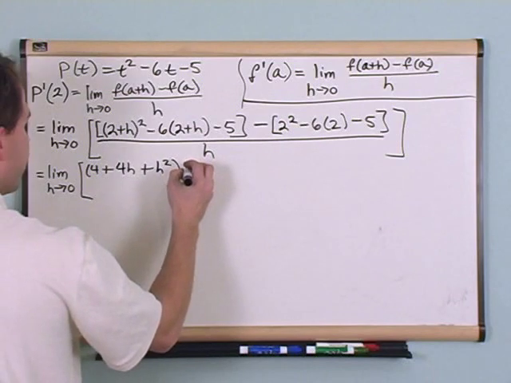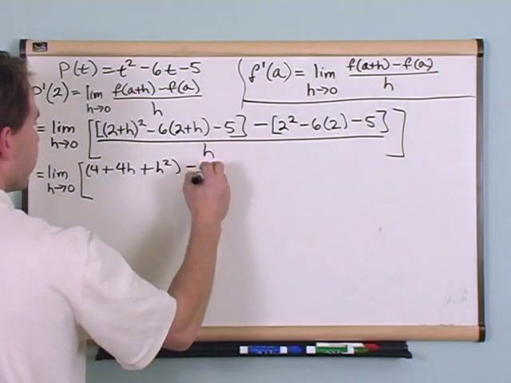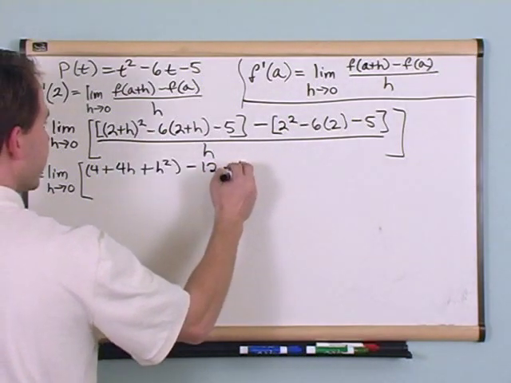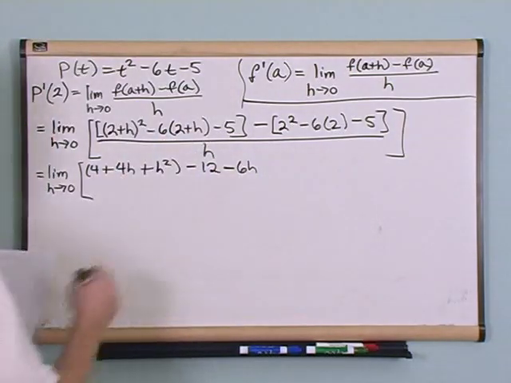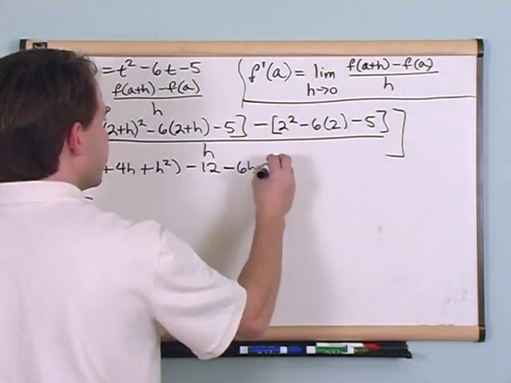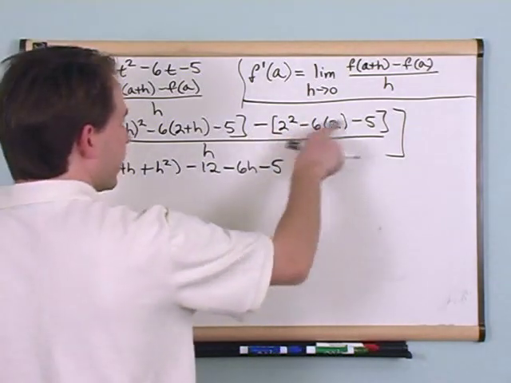So let's work with this term. Minus 6 times 2 is 12. And then you've got a negative 6h here. You distribute that 6 in. And then you got a negative 5 hanging out here. And then over on the end, you just kind of distribute this stuff in.